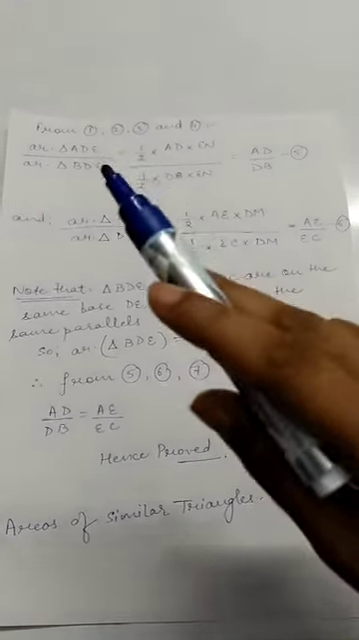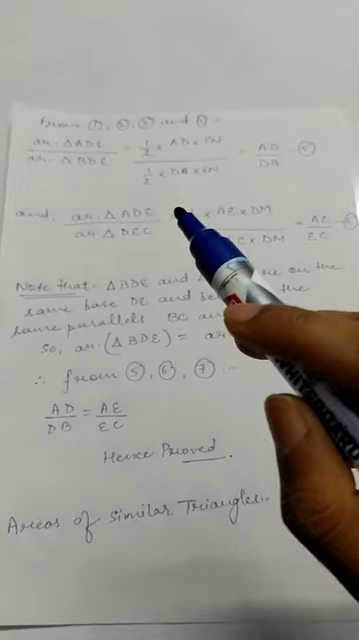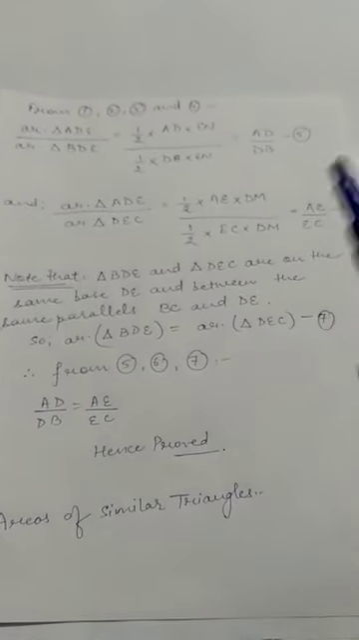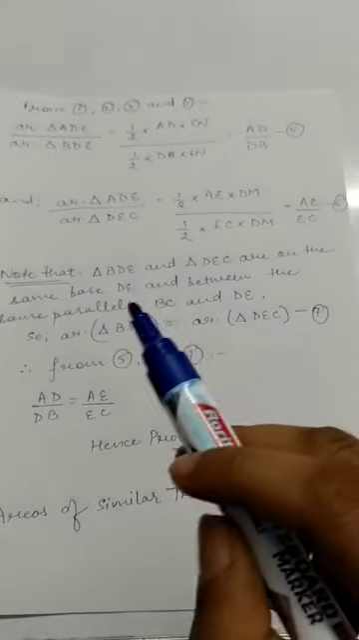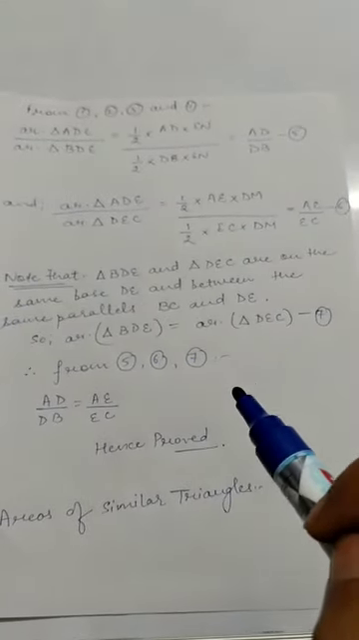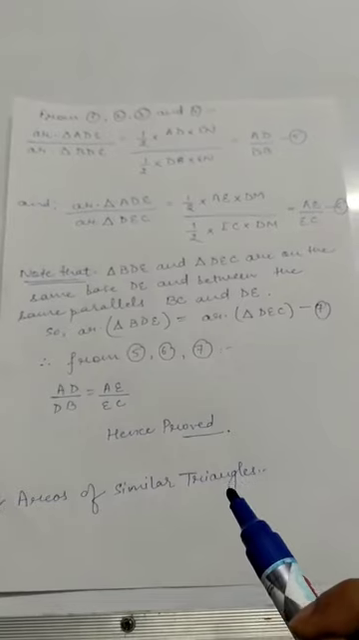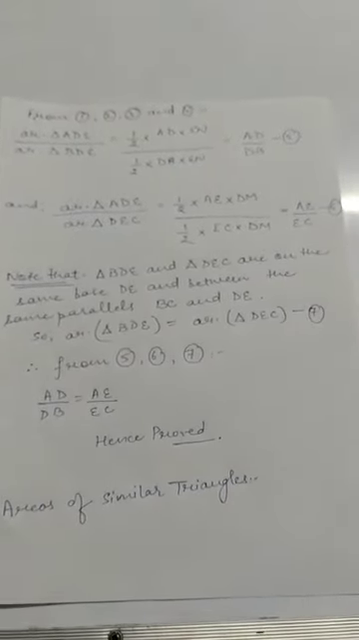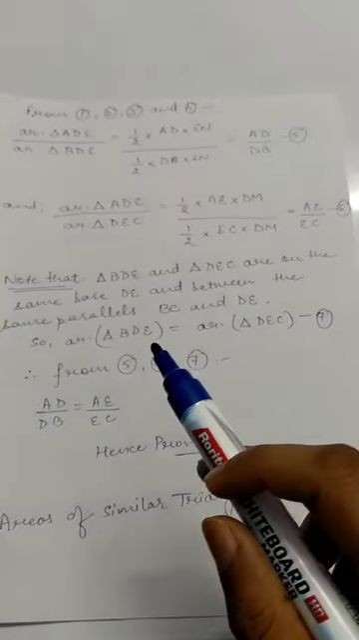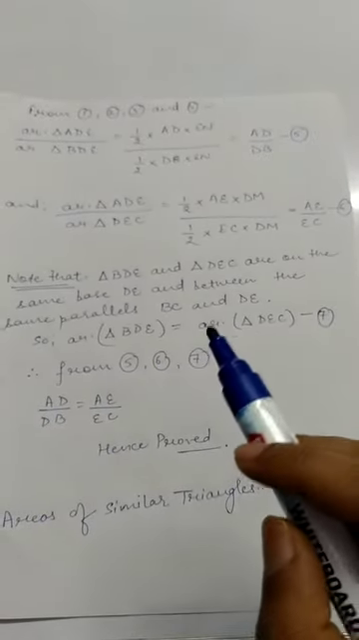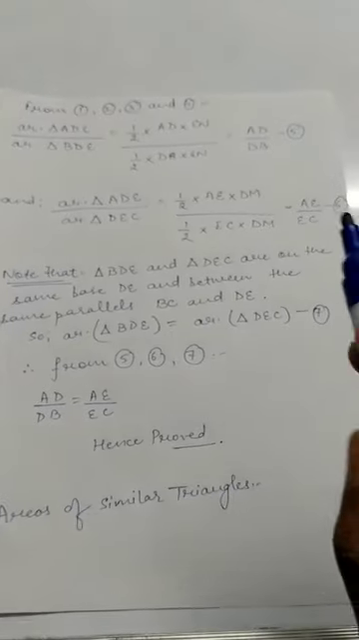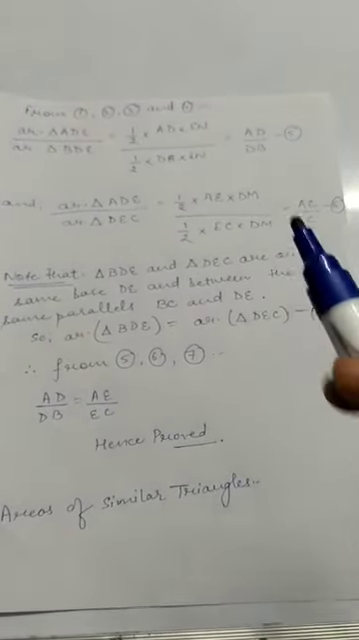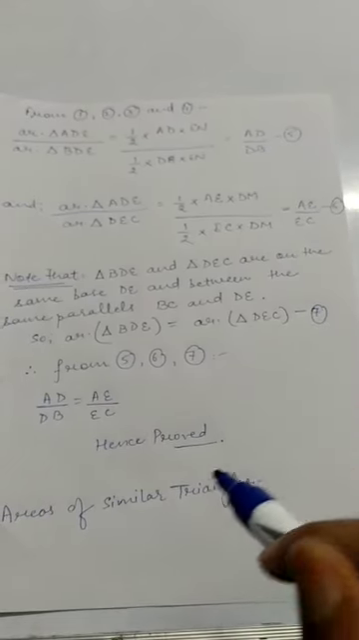Here the areas of the two triangles in the numerators are the same, but in the case of the denominators, triangles BDE and DEC lie on the same base DE between the same parallels. So there was a theorem in class 9 that when two triangles are drawn on the same base and within the same parallels, their areas are equal. So since the areas are equal, from equations 5th, 6th and 7th, AD upon DB equals AE upon EC, hence it is proved.